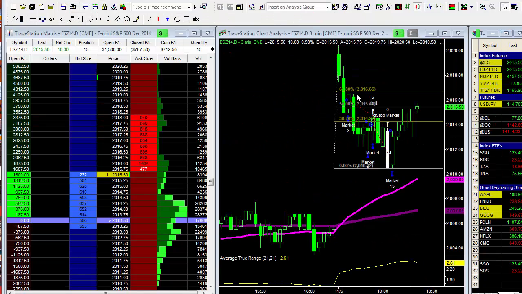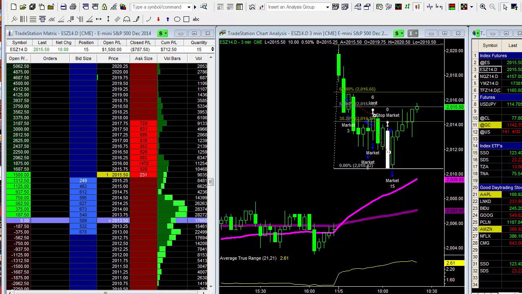So you'll quickly see that I took a little loss. I closed out $787 in losses right in here. Kind of got chopped a little bit here, but then I knew the market was going higher, and so I bought it here, as you can see, long 15. Okay, and we are open. Open profit is 1,500, cumulative 712.